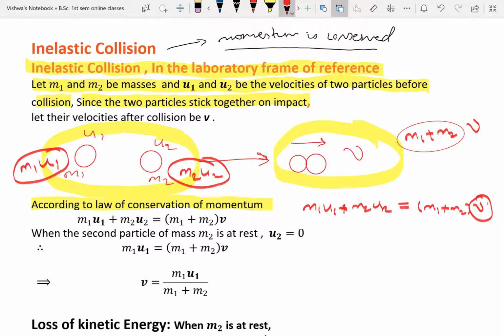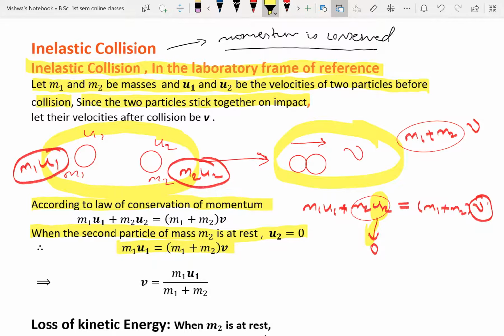For that, I am considering a condition here: the second particle of mass m2 is at rest. Now I am going to impose this condition. The second particle of mass m2 is at rest, so u2 is 0. Now take u2 as 0 in these equations. Then this term vanishes, it becomes 0. The remaining is m1 u1 equal to m1 plus m2 into v. So this is the equation: m1 u1 equals m1 plus m2 into v.